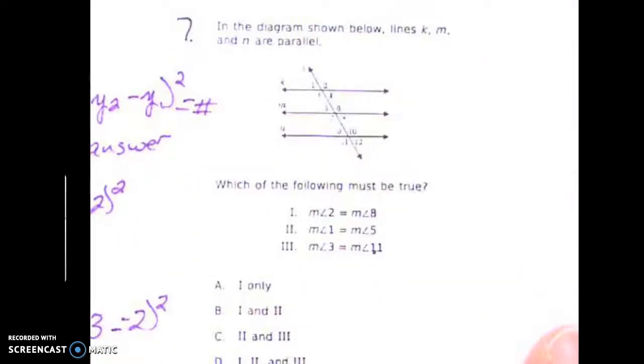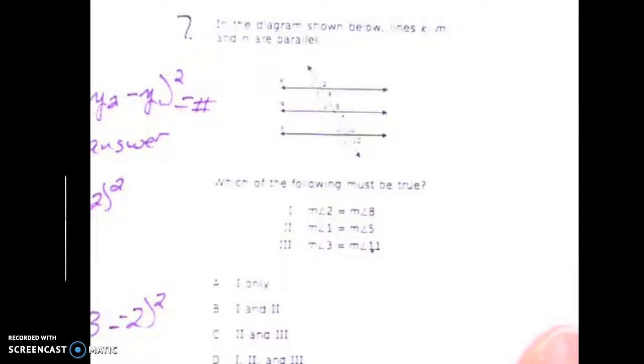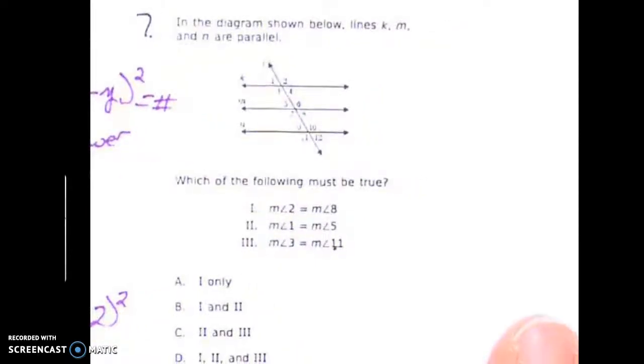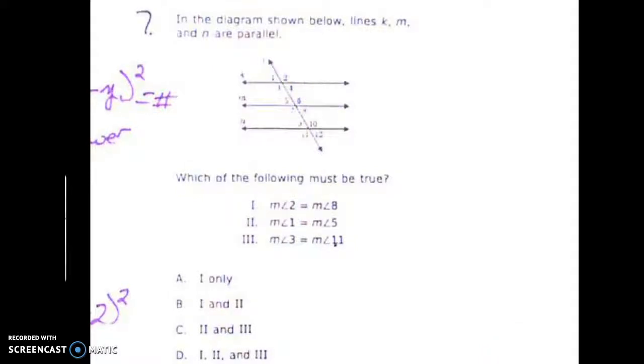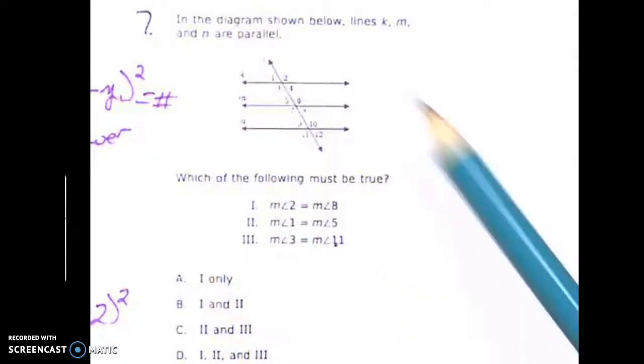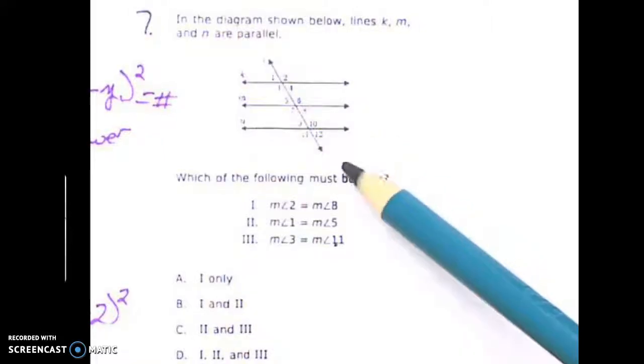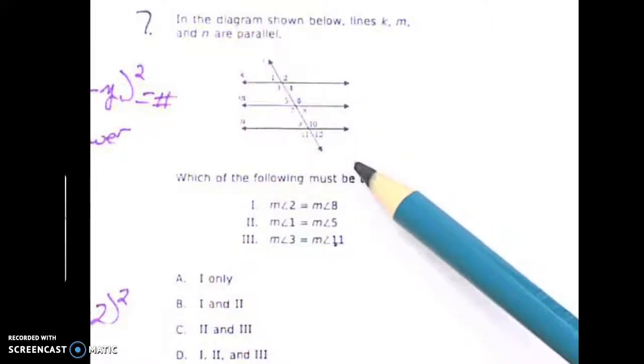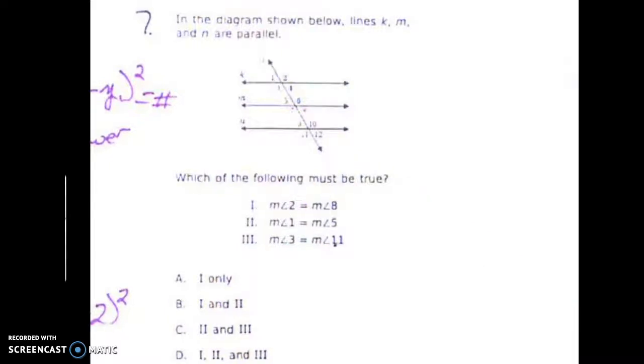If I look at question number 7, it says in the diagram shown below, the lines K, M, and N are parallel, and the question wants me to know which of the following must be true. I think it's easier if I try to color code what I see and figure out what do I know about my angles, because they're asking me questions about which angles are congruent to each other. I know that when I have parallel lines, all of the acute angles are congruent to each other, and all of the obtuse angles are congruent to each other, and together they add up to 180.